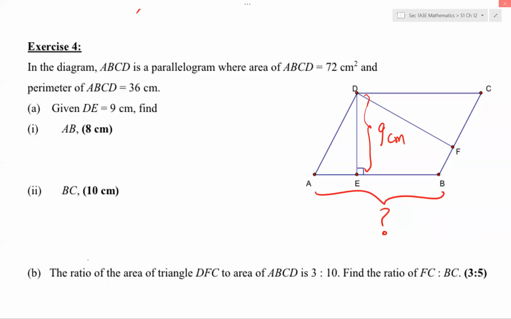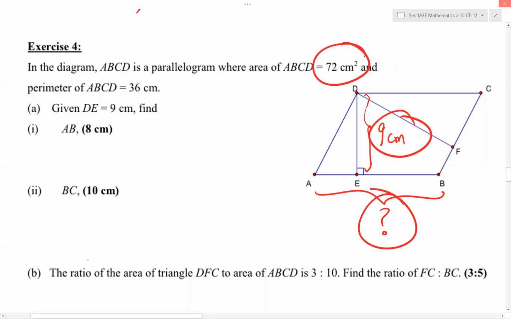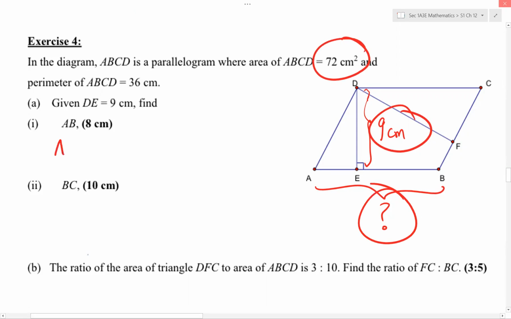Yes, it is. Is the perimeter essential? At this point in time, no, we don't need the perimeter at all, because I can form an equation with 72, 9, and the unknown. So let's form it. Base times perpendicular height. AB times the perpendicular height of 9 gives me 72. So that tells me that AB has a value of 8 cm, simply by using the area.